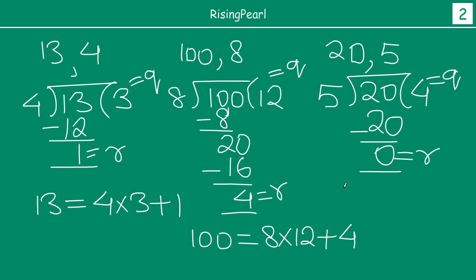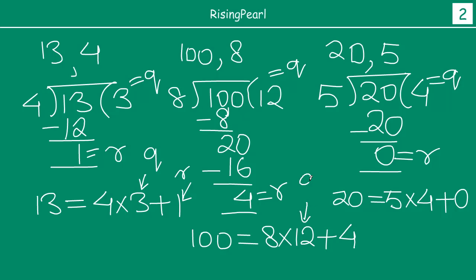And here 20 can be written as 5 multiplied by 4 plus 0. So in this case, friends, like we just said, here this was my quotient and this one is my remainder. Similarly, here this is my quotient, and this is my remainder. So on and so forth. So you must be wondering, so far we have not discussed anything brand new. How is all this connected to Euclid's division lemma?